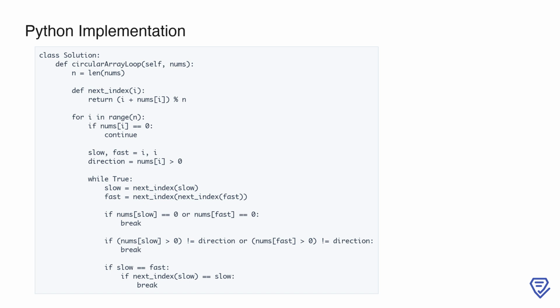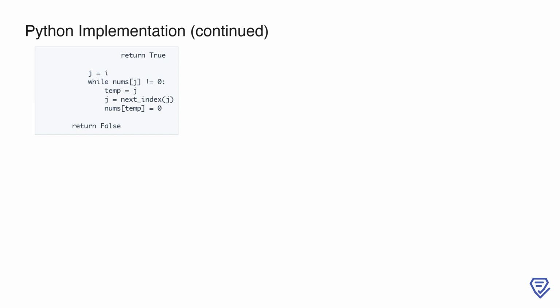If either pointer reaches a 0, or if the direction of movement changes, we exit the loop. Finally, if the slow and fast pointers meet and the next step does not form a single element loop, we are close to confirming a valid cycle. If the conditions for a valid cycle are met, the function immediately returns true.